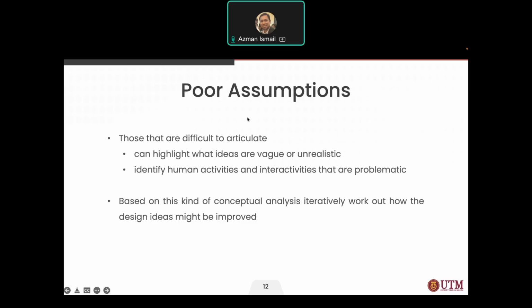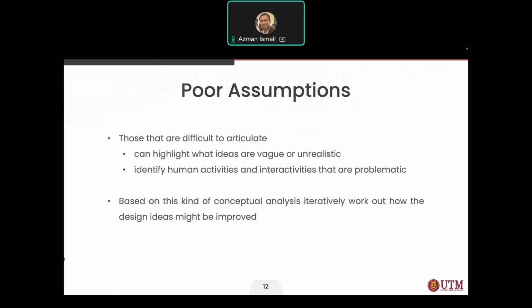So apart from strong assumption, there is also poor assumption. Poor assumption means those that are difficult to articulate. It can highlight which ideas are vague or unrealistic. So this is a poor assumption that you have to understand, as well as strong assumption. Assumption normally comes with claims.